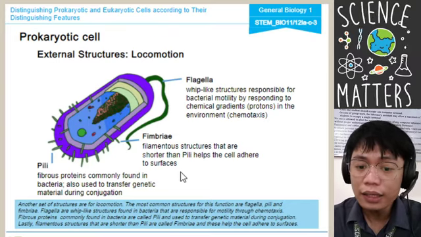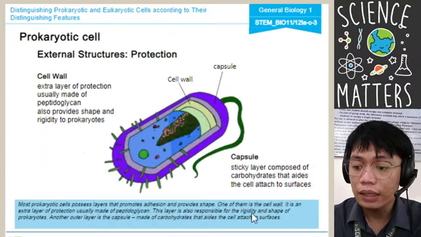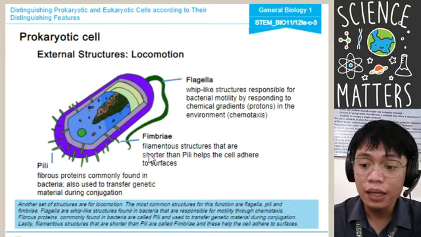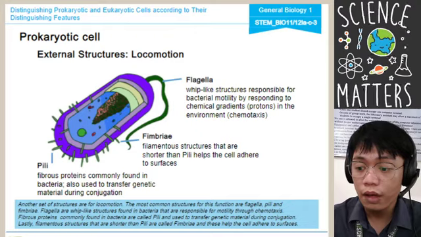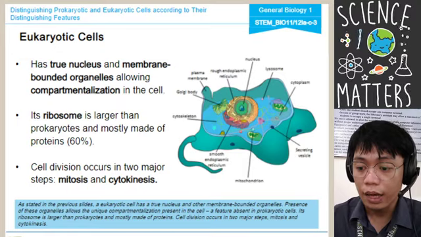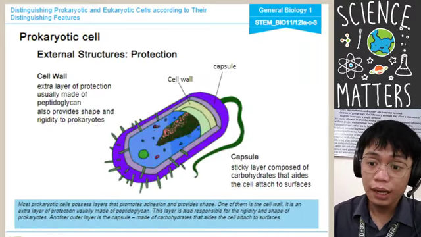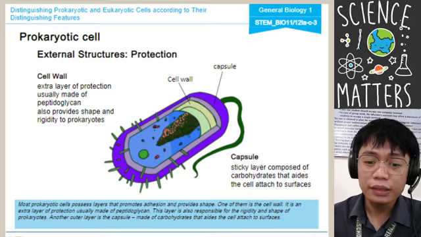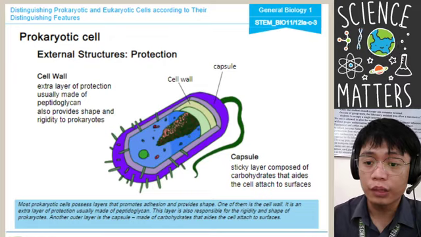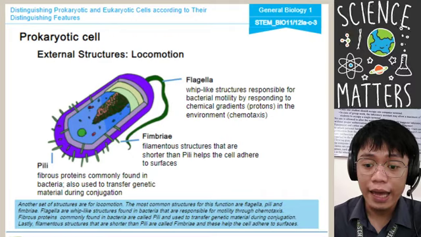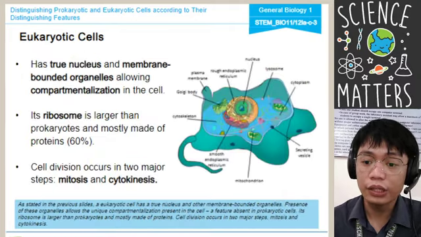We discussed that the capsule helps for the attachment, and it is supported by the filamentous structure called fimbriae. So now let's discuss the eukaryotic cell. But before that, let us see the different structures of the prokaryotic cell. We have the cell wall, capsule, flagella, fimbriae, and pili. Now let's move on to the eukaryotic cell.